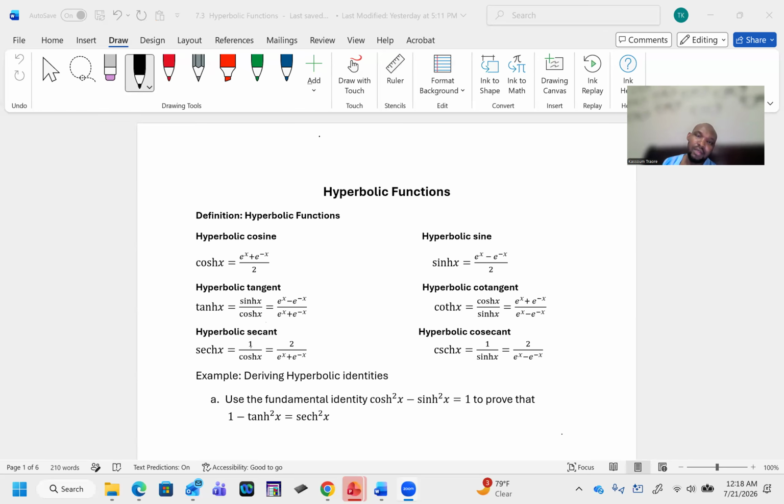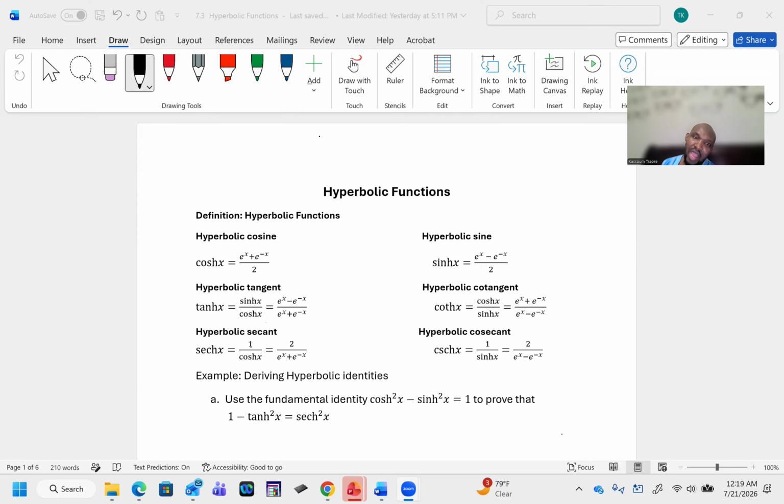Hello and welcome back. This section will talk about hyperbolic functions, the definition of hyperbolic functions. Hyperbolic cosine of x is e to the power of x plus e to the power of negative x, divided by 2, and hyperbolic sine of x is e to the power of x minus e to the power of negative x, divided by 2.